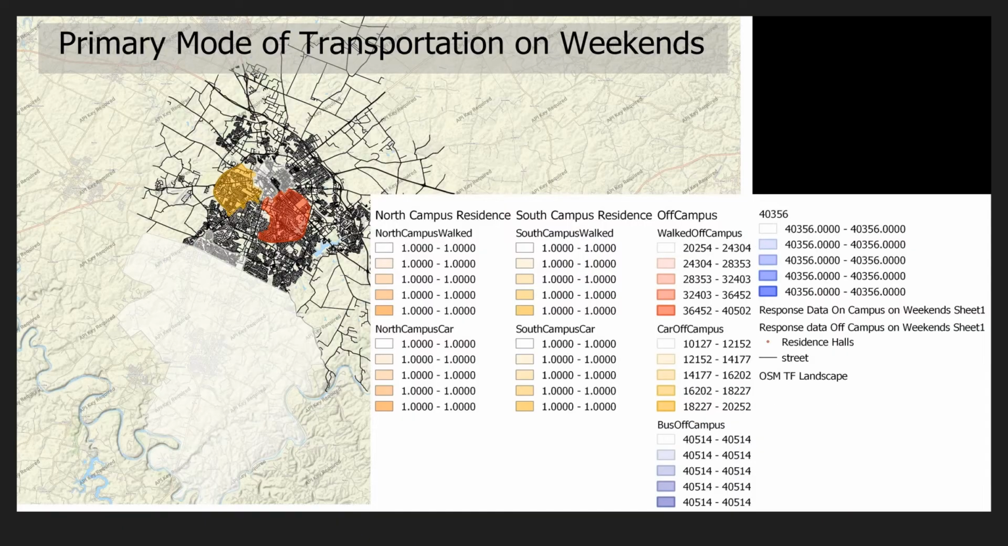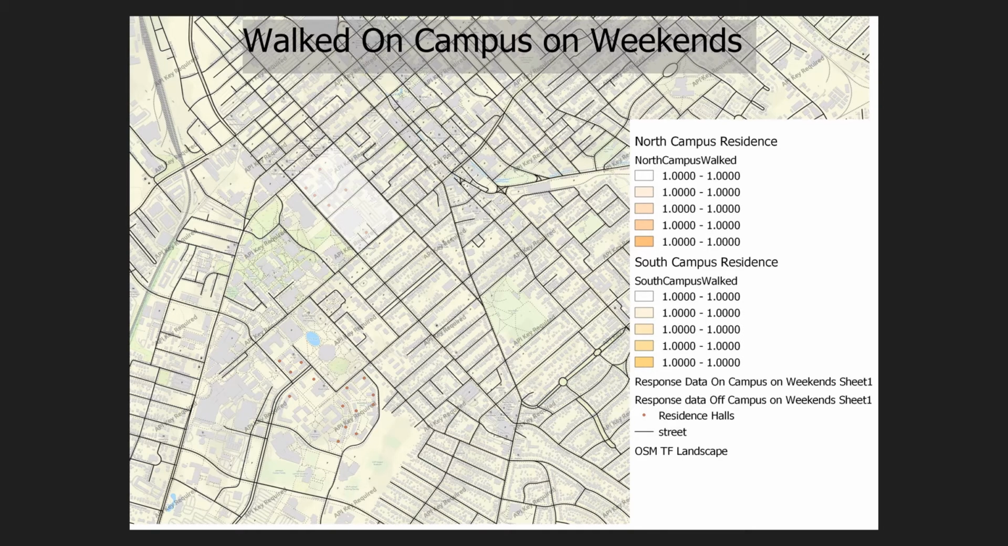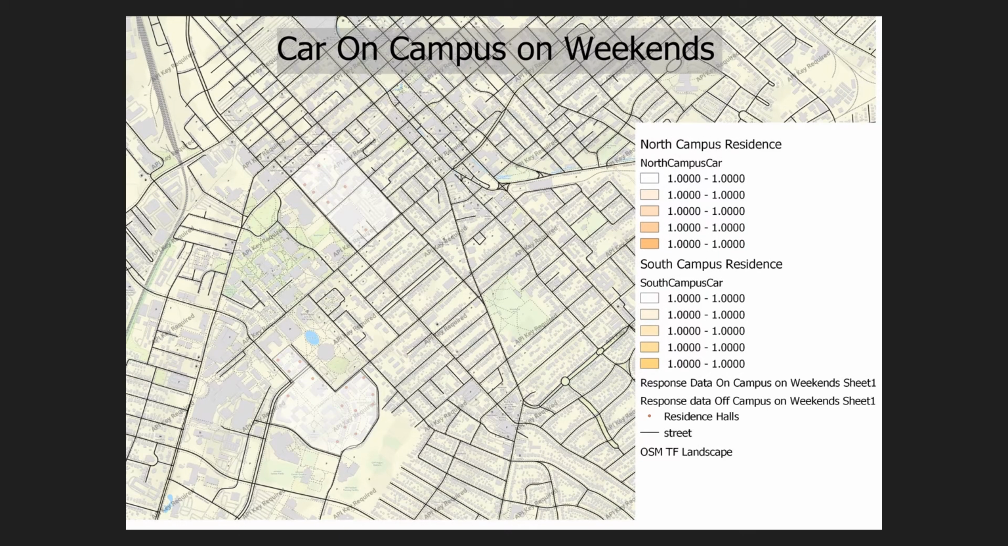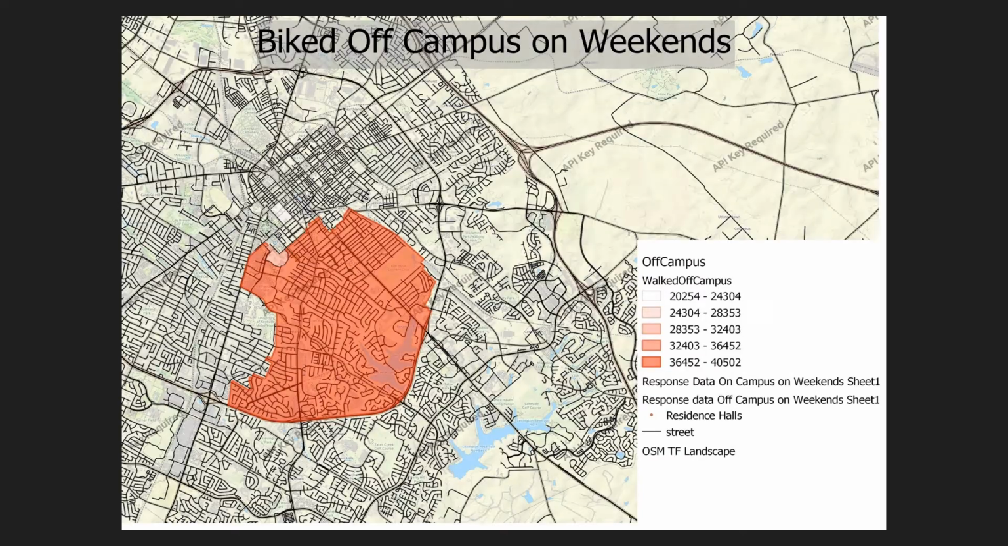Here is a second completed map representing the primary transportation on weekends. As you can see here, the North Campus zone was the only zone that had responses reporting that they primarily walked during the weekends. And in this next map, you can see how both zones had people who primarily drove and lived on campus. In this map, the only zone that had responses reporting using a bike primarily on the weekend is the one shaded in red.